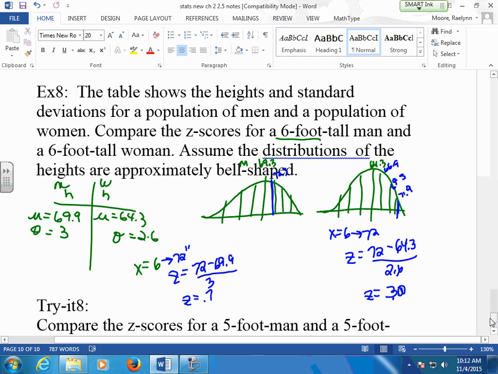The z-score for a 6-foot woman was 3 standard deviations above the mean. This is unusual in the women's category. So, where I can't really compare, they're both 6 foot tall. How do I compare how they fit into their group? I have to have some other way to compare them. And that would be their z-scores.